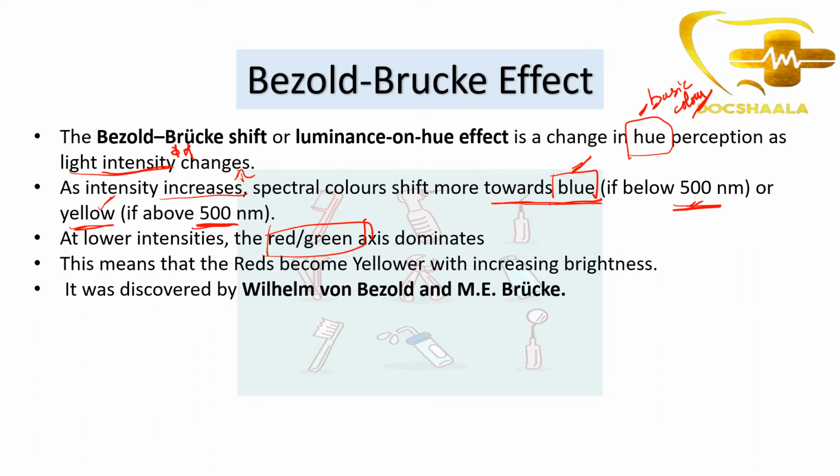It might be like that for any color. So this means that reds become yellower with increasing brightness, right? Of course, red at low intensity we see as red, but when we go to higher intensities we see it as yellow. So that means that reds become yellower. It was discovered by Wilhelm von Bezold and Emmy Brucke. That's why it is known as the Bezold-Brucke effect.